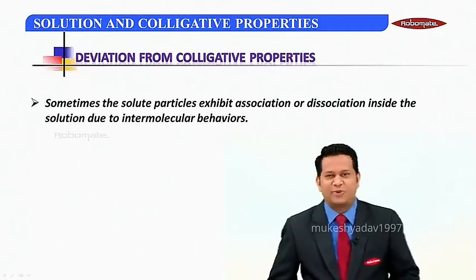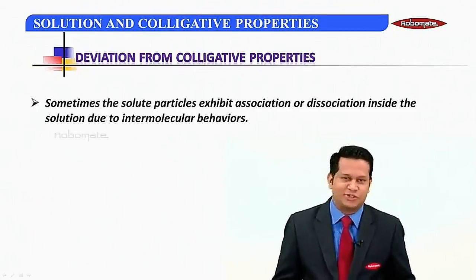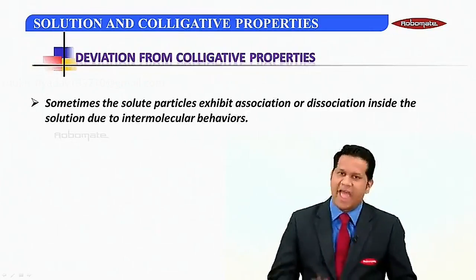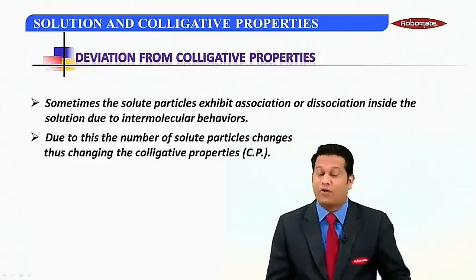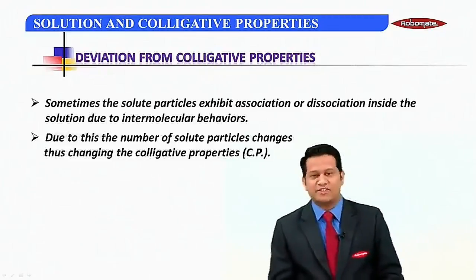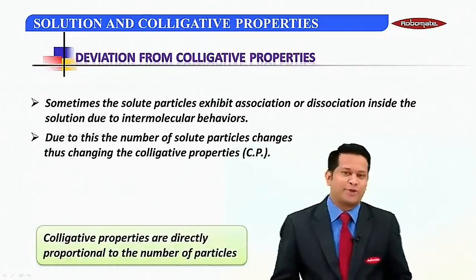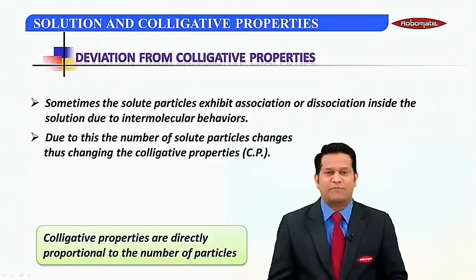Sometimes the solute particles may exhibit association or dissociation inside the solution due to some intermolecular behavior. Whenever this happens, the number of particles is going to change. And if the number of particles changes, the colligative property is also going to change, because colligative properties are directly proportional to the number of particles.